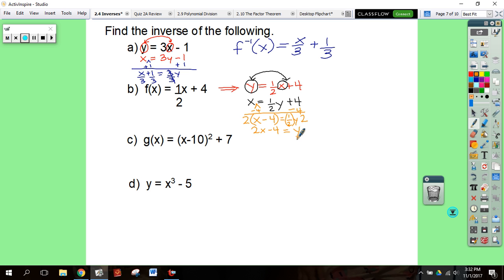So the way that we would write that is f inverse of x is equal to 2x. Making all kinds of mistakes today. That should be an 8 minus 8.